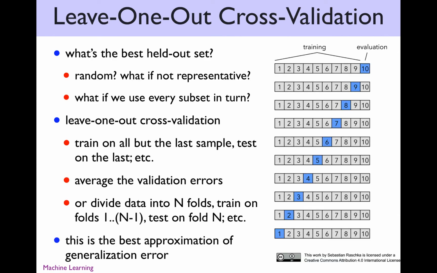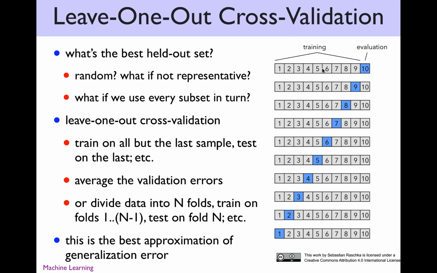Now, leave one out. So what is the best held out set? Maybe we can use a random subset. But what if that subset is not representative? Can we use every single subset? Yeah, that is the idea of leave one out. Let's say you have 10 training examples, and I would train on the first 9 and test on the 10th. And then train on 1, 2, 3, 4, 5, all the way to 8 and 10 and test on 9, and so on and so forth. Eventually train on 2 to 10 and test on 1. And then I average the validation errors on each of the left out pieces. Then I get the leave one out cross-validation error.